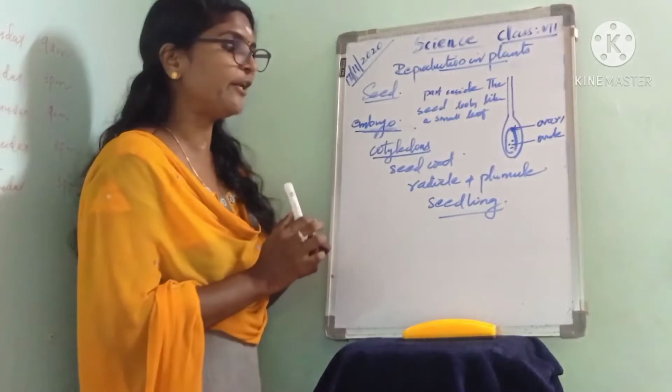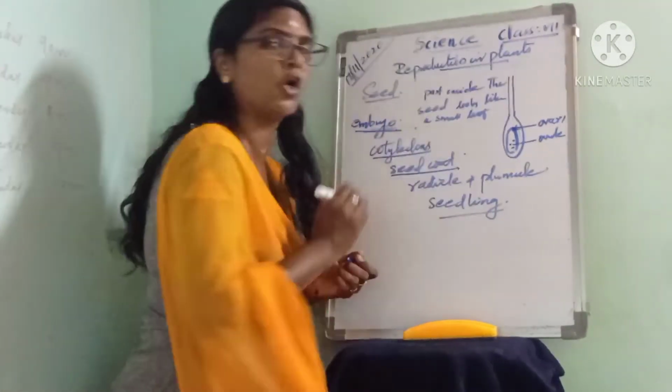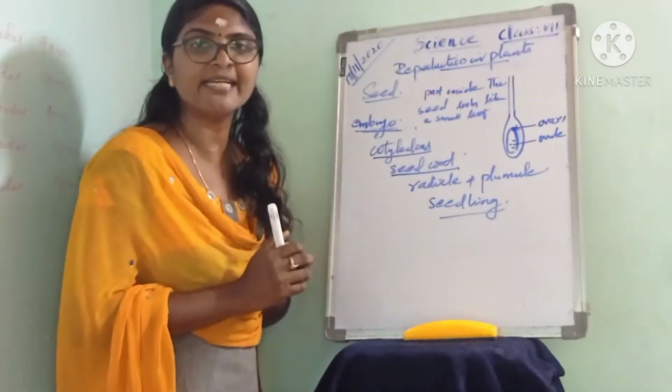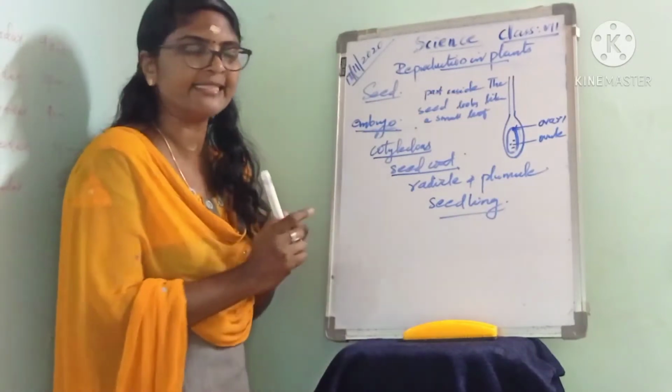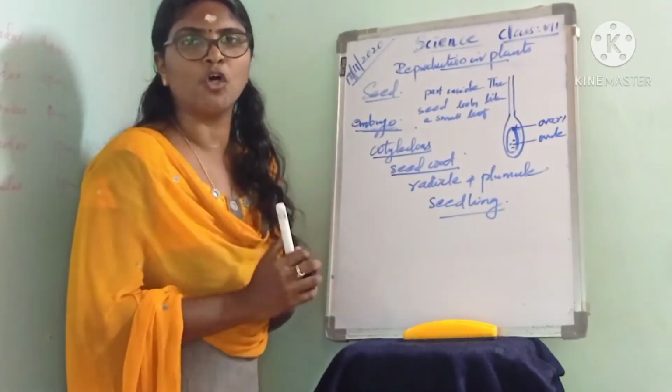The outer covering of a seed is called the seed coat.